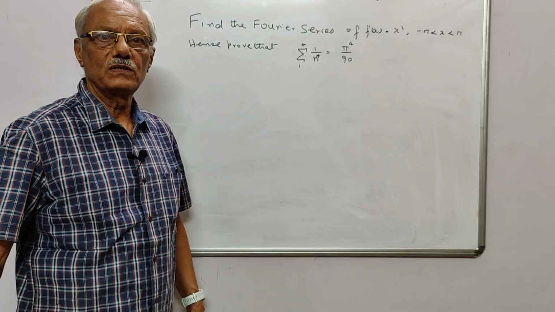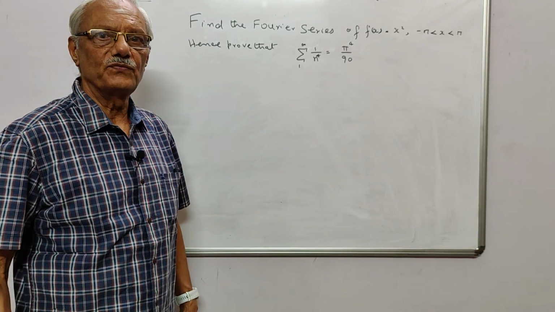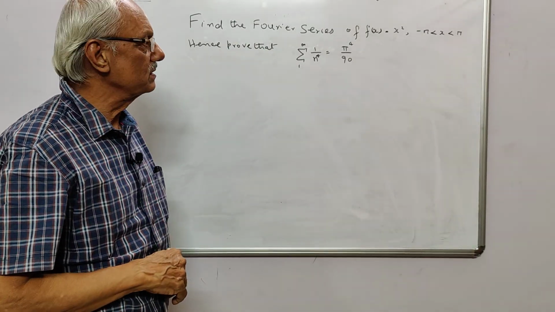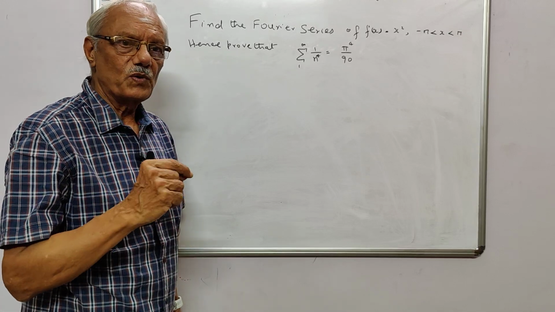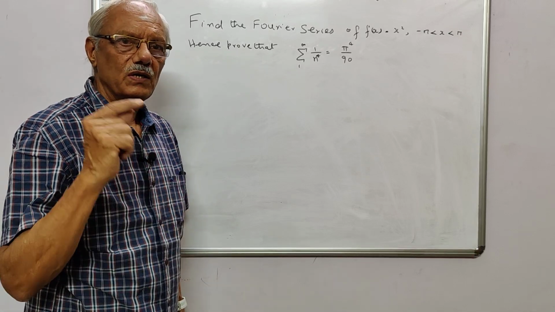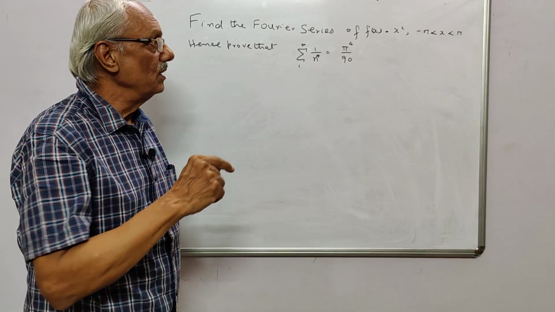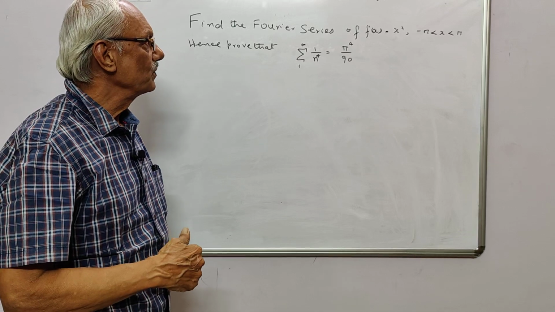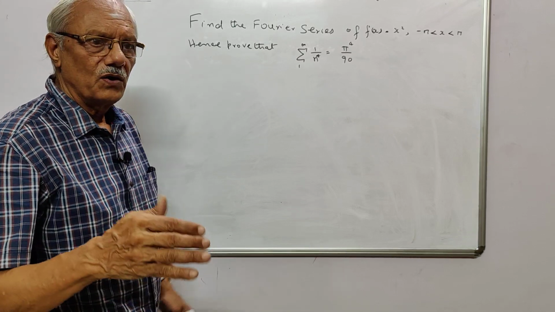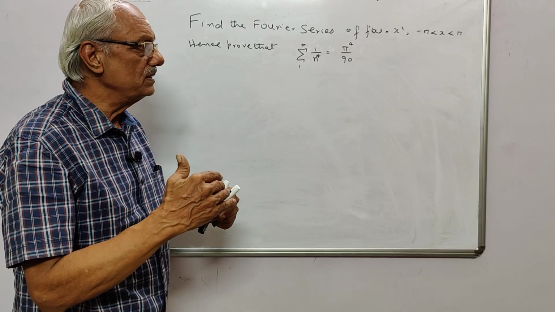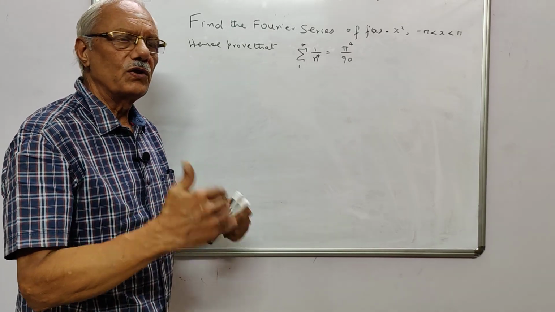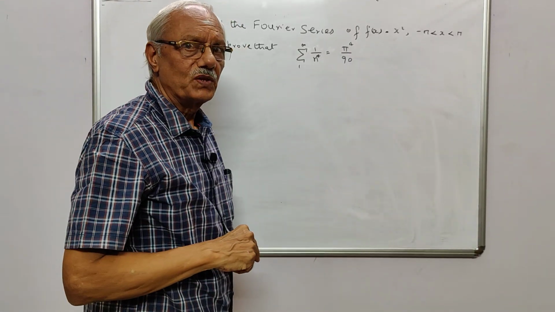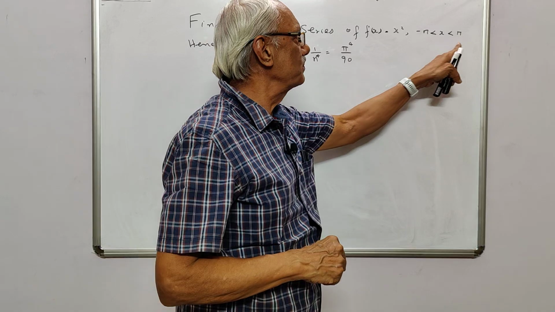Let me continue with doing problems in Fourier series. This is the problem that is given to us. In this problem, I'll introduce a new idea which will be explained as and when I come to the situation. Now here you see that we will just find out the Fourier series for the function f of x is equal to x squared, which is defined in the interval minus pi to plus pi.